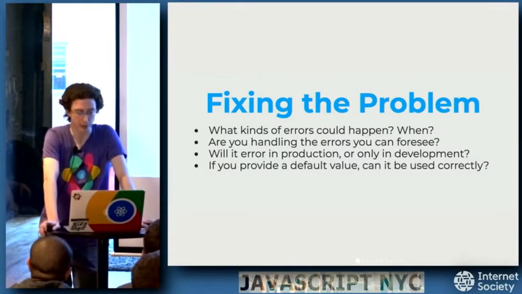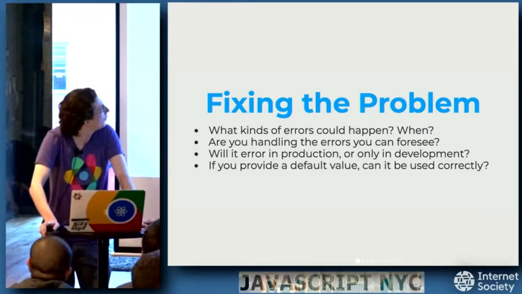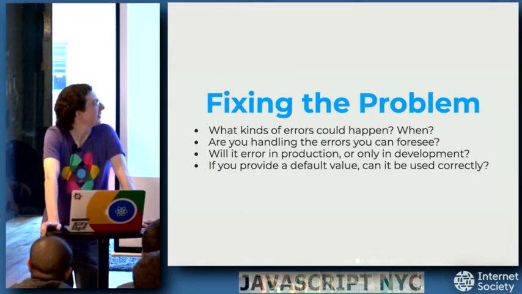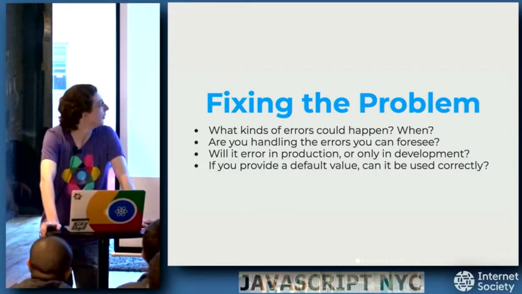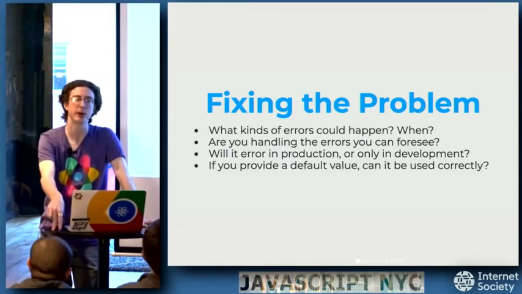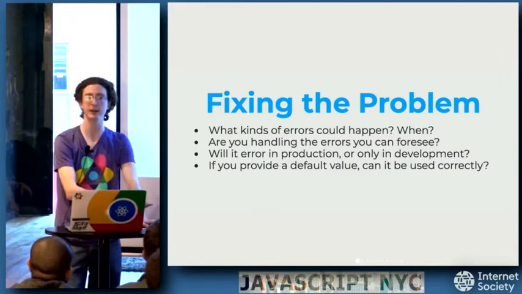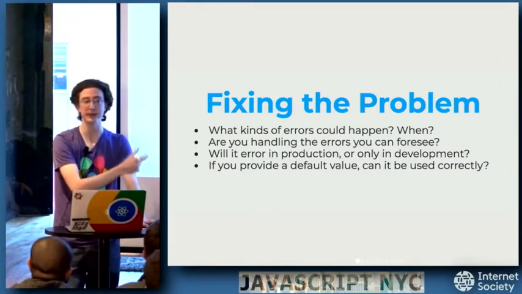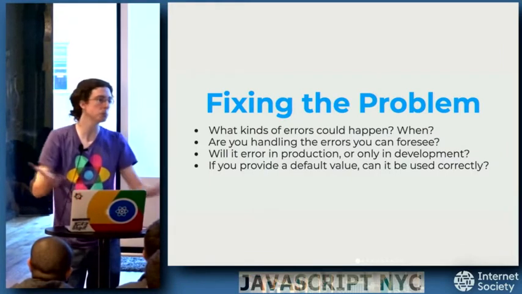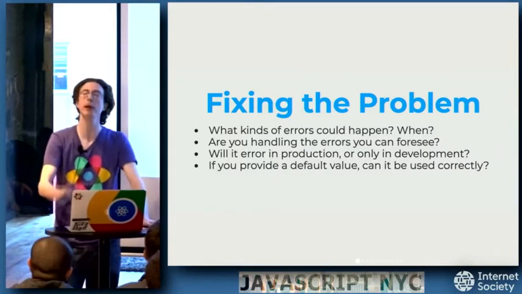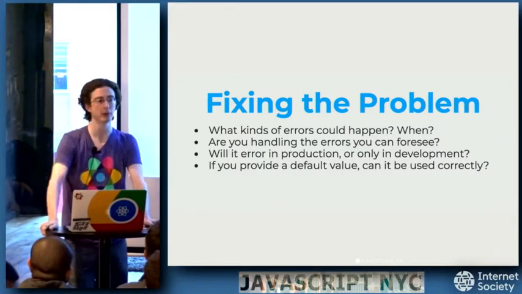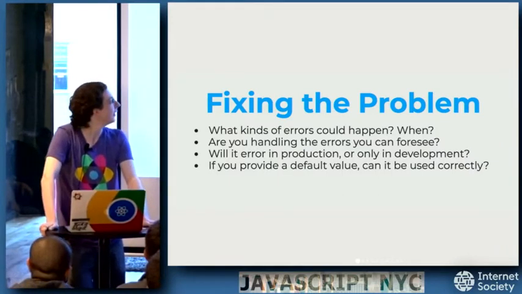So how do we fix this problem? We really need to ask ourselves these questions when we're writing code. What kind of errors could happen? Under what circumstances? Like if we're making an API request, might the document not be there? If not, we probably shouldn't provide a default value. We probably shouldn't even do that check, let alone provide a default value.